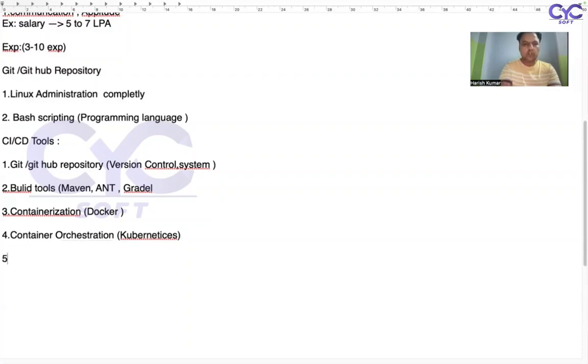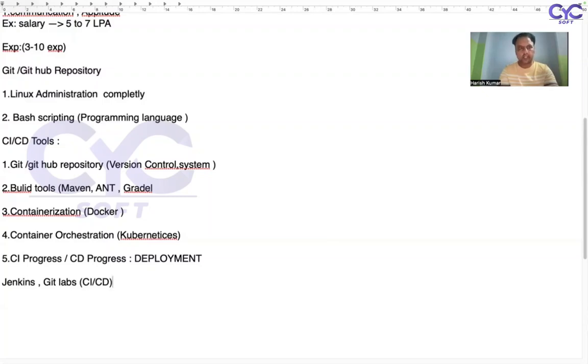Next, the fifth one is continuous integration and continuous deployment. For this, you need to go with the deployments. You need to work on Jenkins, and we are working with GitLab, based upon CI/CD. Based upon CI/CD, we are working on the CI/CD pipeline.